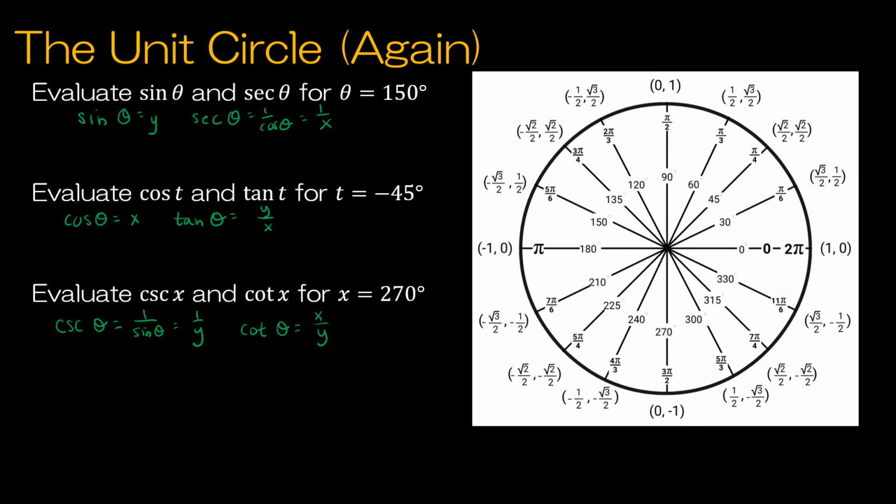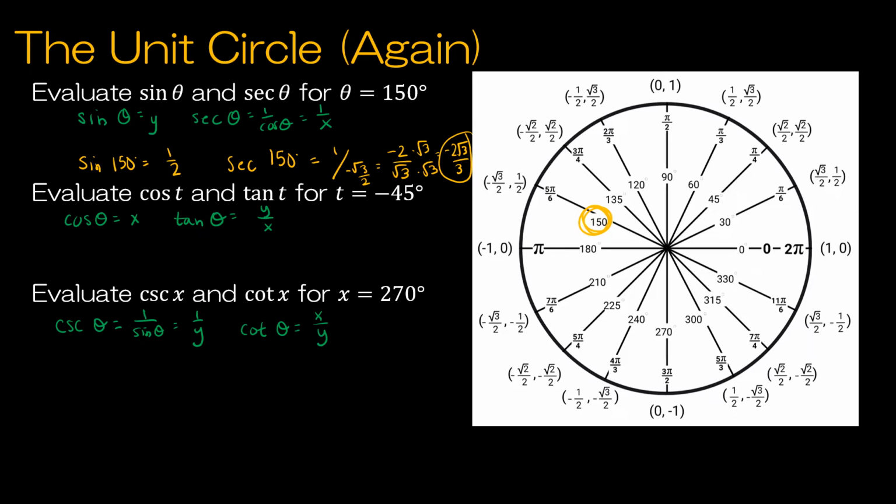For our first one, we have 150. So for sine of 150 degrees, I'm going to get the y value, which is 1/2. For secant of 150 degrees, I'm going to do 1 divided by x. So this is 1 divided by negative radical 3 divided by 2, which would be negative 2 divided by radical 3. I have to rationalize that denominator, so it's negative 2 radical 3 divided by 3.